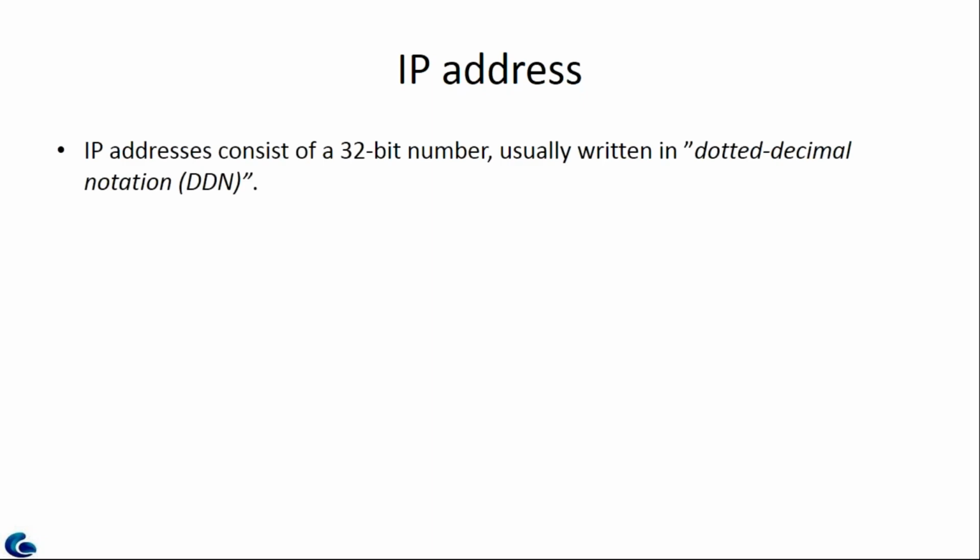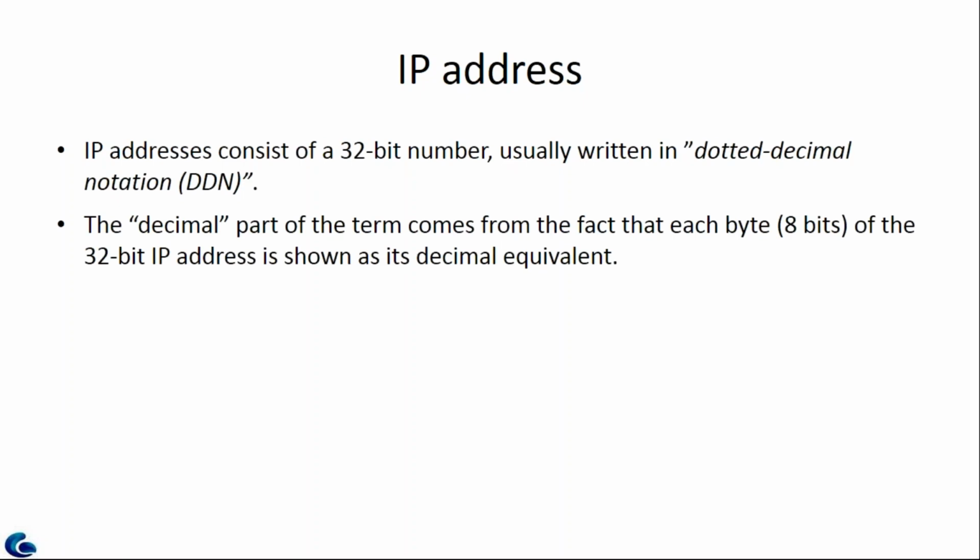So let's look at the format of an IP address. I think most of you must know, but it's my responsibility, or I would say obligation, to tell you everything in detail, so that later when you attend my courses, you don't have any confusion or gap in your knowledge. A 32-bit number, which is an IPv4 address, is usually written in what we refer to as dotted decimal notation. The decimal part of the term comes from the fact that each byte, 8 bits of the 32 bits, is shown as a decimal equivalent.